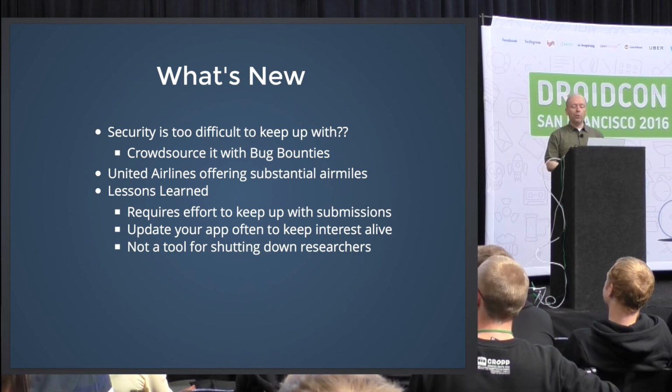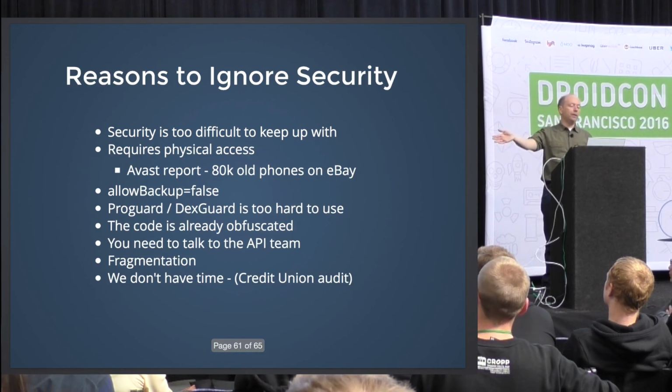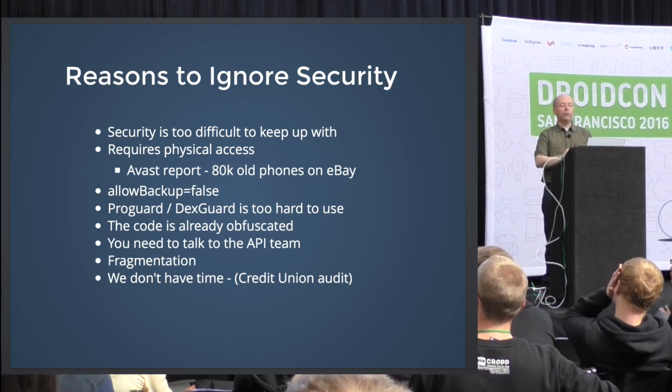Okay, so reasons to ignore security. These are the things that I hear a lot. So security is too difficult to keep up with, so you might want to look at bug bounties. Requires physical access. We already talked about the Avast report. Allow backup equals false. It's a Linux system. I can root it. If I get access to it, I can get access to anything.